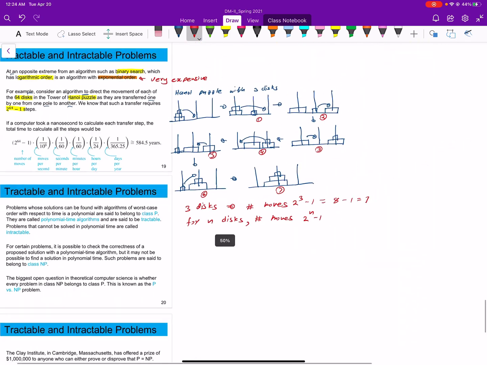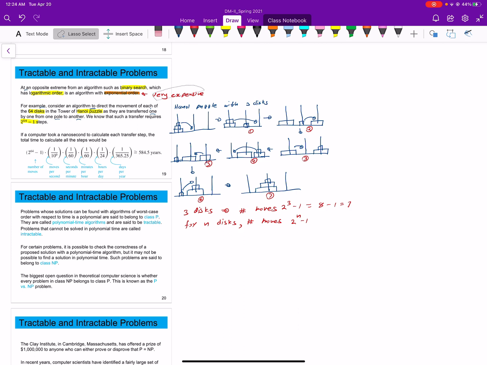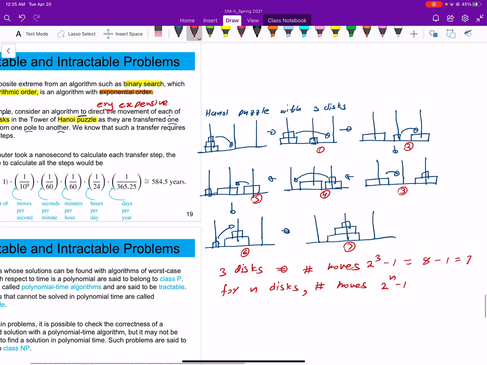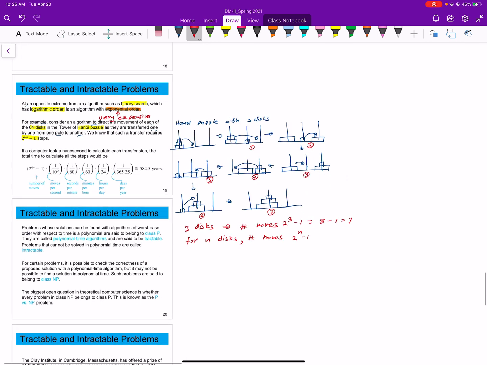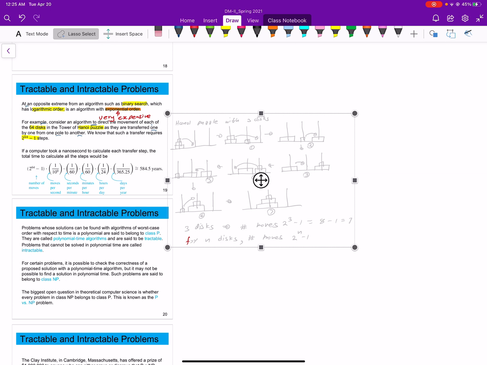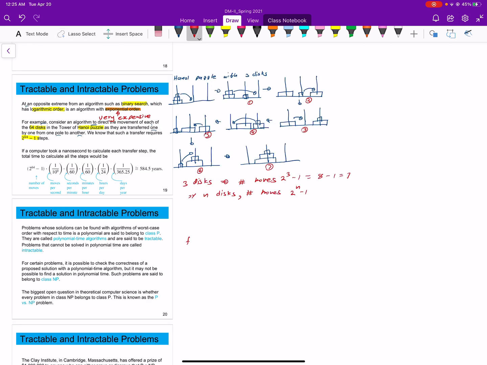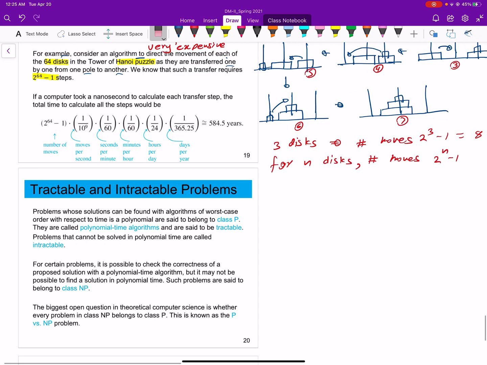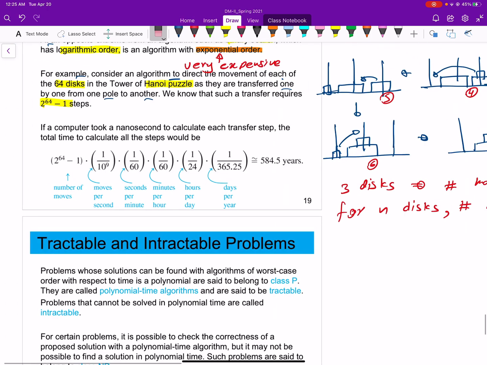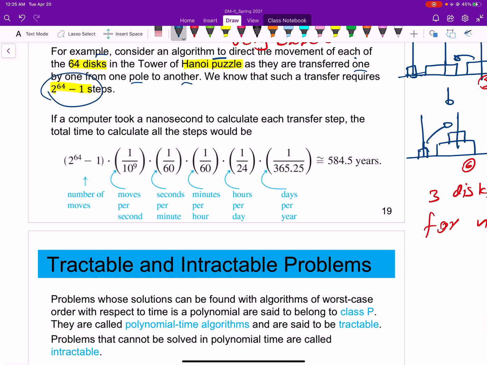All right, so that's what is given here. Let me rearrange this. All right, now let me read this. Now you understand how this number comes. 2 to the power 64 minus 1 steps are there for a Hanoi puzzle of 64 discs.